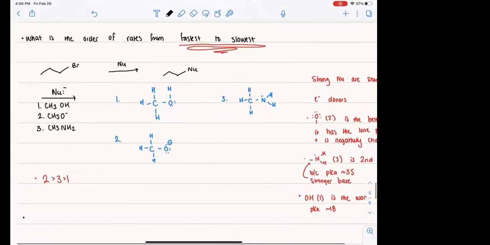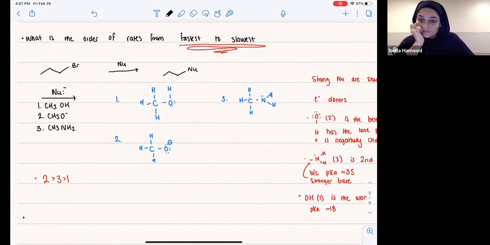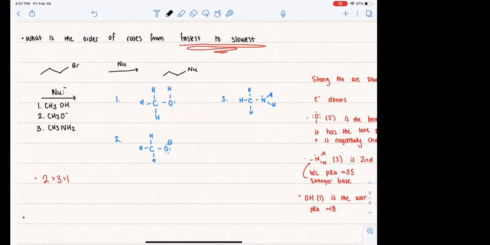Should I just use the trend then? Because I thought that OH would be a better base than the nitrogen. Yeah, I think they just never talk about NH2 in our book, really. They always talk about OH being such a good base. Because I guess if you turn it into an acid, it's a weak acid. Yeah, that's what I was thinking. Yeah, so I guess that's why it was confusing.